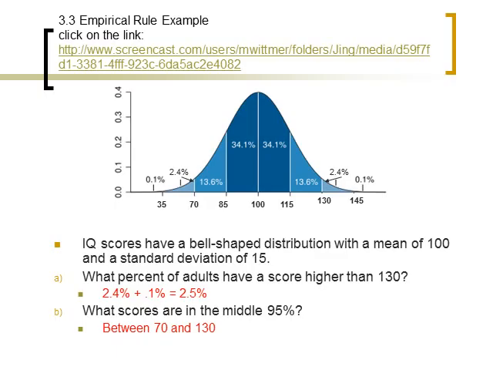What scores are in the middle 95%? Well, the middle 95% is always located between 2 standard deviations. So if I go to the left 2 spaces from 100, I hit 70. And if I go to the right 2 spaces, I hit 130. And so between 70 and 130 is going to contain the middle 95%.